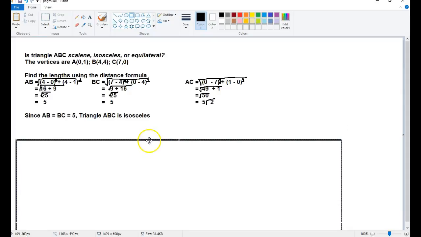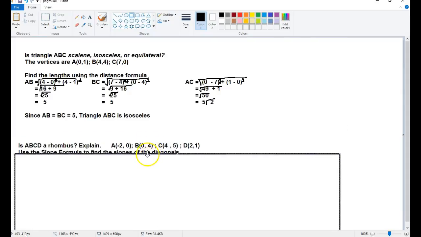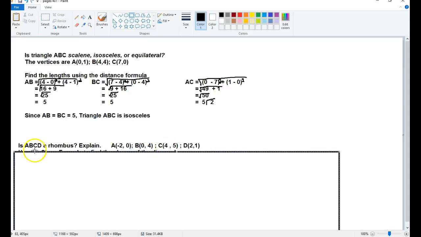Next one we're going to be doing is working with a parallelogram. Again, I don't have a picture. Is ABCD a rhombus? We have these points: A (-2, 0), B (0, 4), C (4, 5), and D (2, 1). If we want something to be a rhombus, we can check the slopes of their diagonals. If their diagonals are perpendicular, then it's going to be a rhombus.